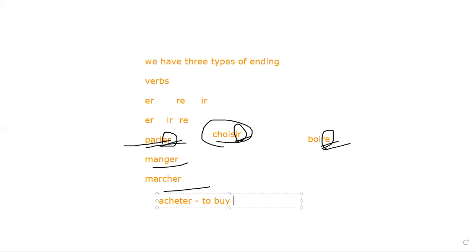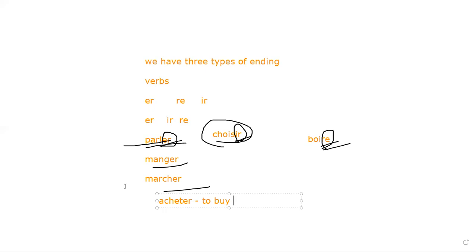See, your tongue has to be used to the language. The way you speak English, speak. Parler, manger, marcher, acheter, choisir, boire. Bache, read aloud, please. Parler, manger, marcher, acheter, choisir, boire. Yes, parler is to speak.